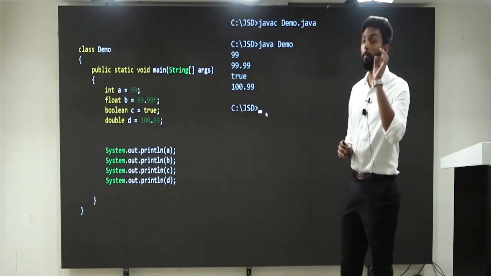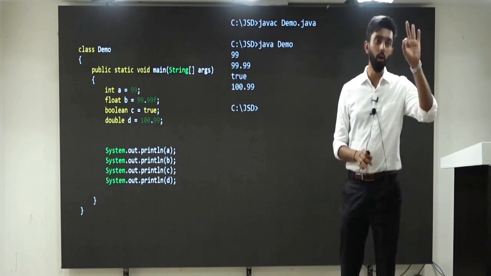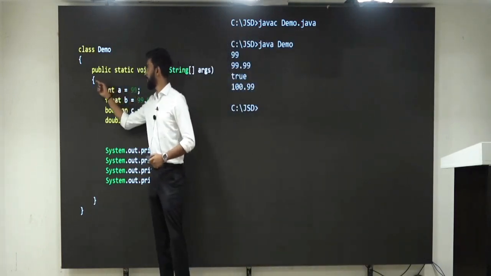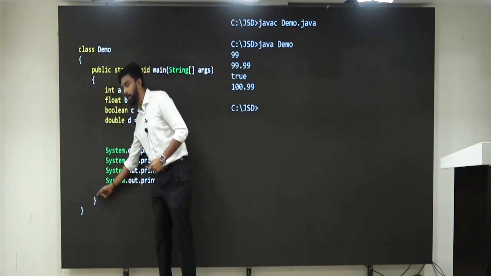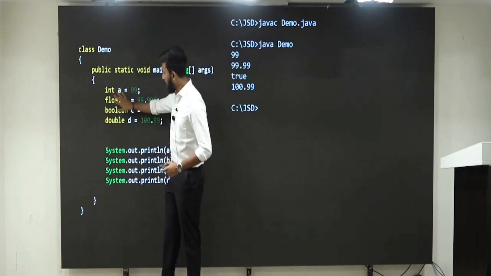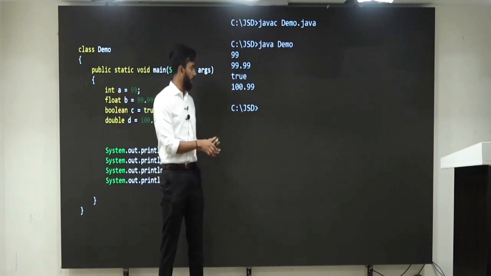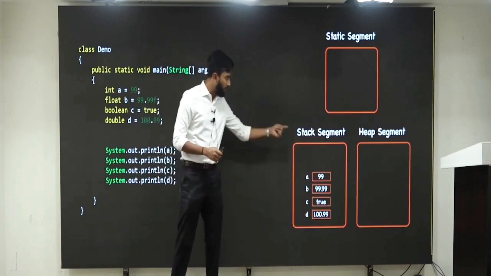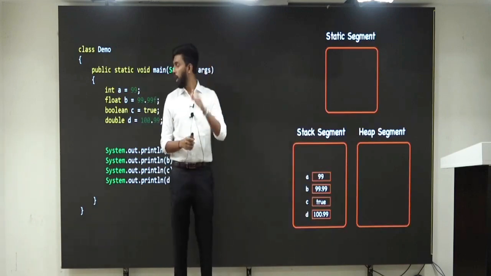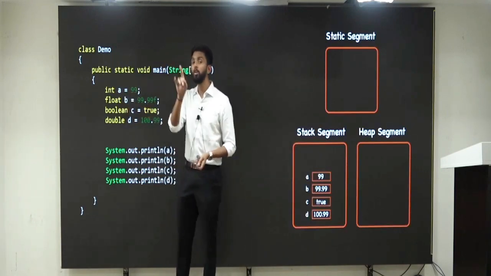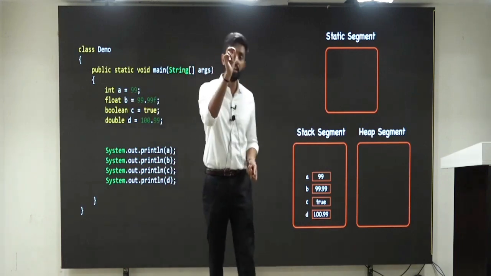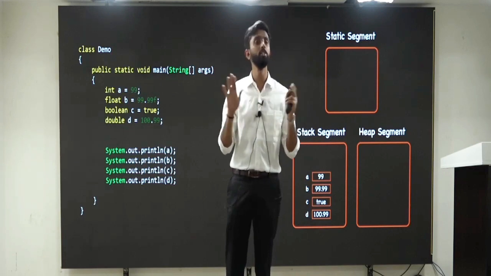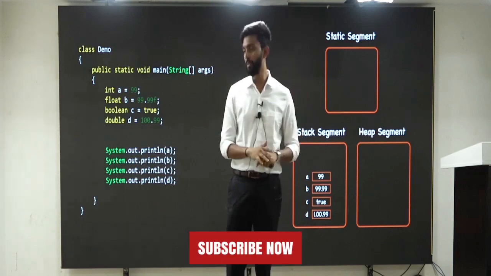Which means, now I am defining local variables. 3 points. Point number one, local variables are such variables which are created directly inside a method. Second point, local variables are such variables which are allocated memory on the stack. Third point, local variables are not automatically initialized. Who should initialize? Programmer. That's it. So, no default value concept. Understood?